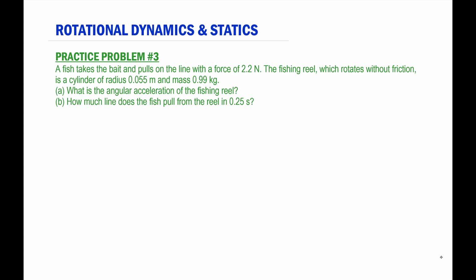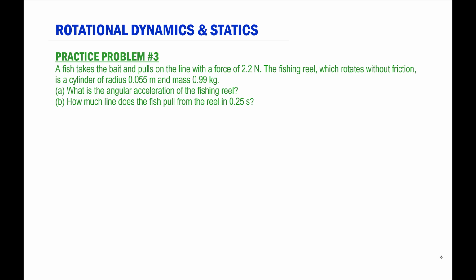This question states that a fish takes some sort of bait and pulls on the line with a force of 2.2 newtons. The fishing reel, which rotates without friction, is a cylinder of radius 0.055 meters and a mass of 0.99 kilograms. A. What is the angular acceleration of the fishing reel? And B. How much line does the fish pull from the reel in 0.25 seconds?